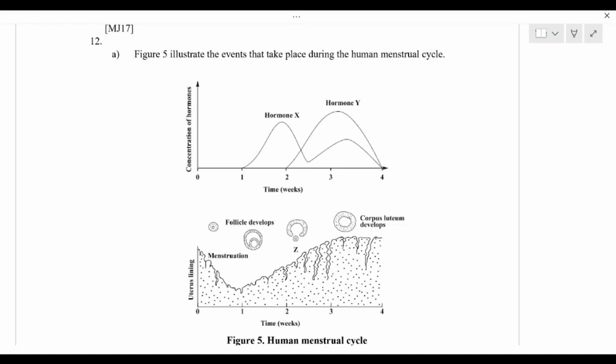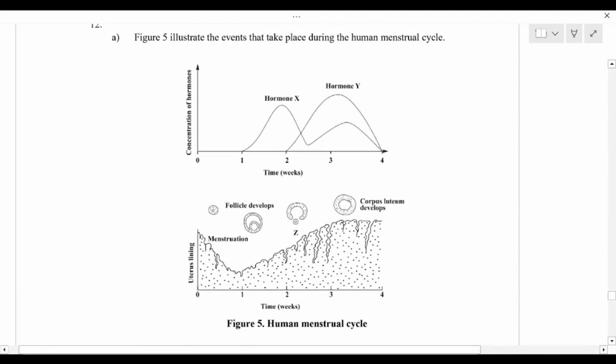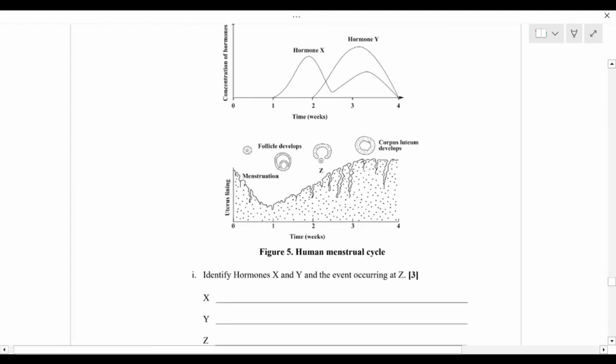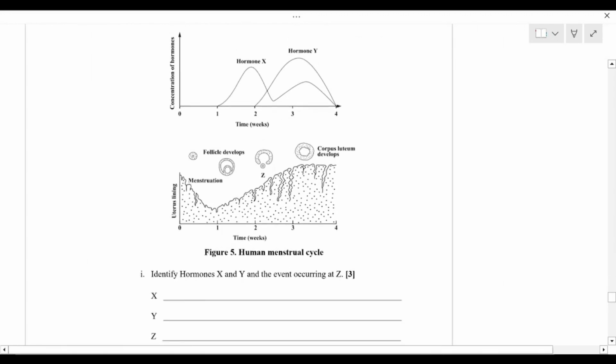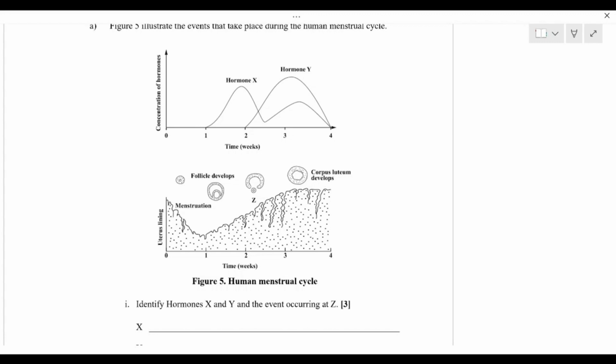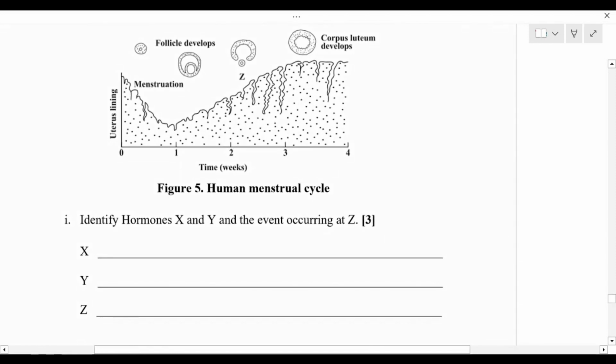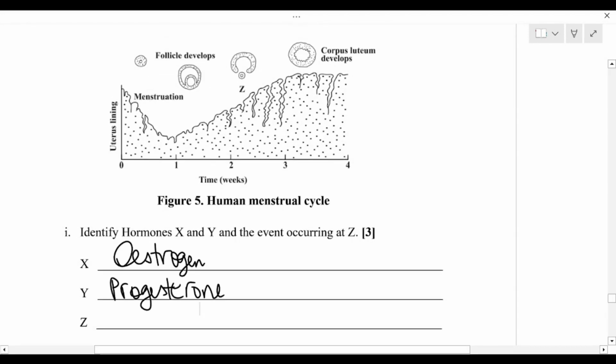From May-June 2017, Figure 5 illustrates the events that take place during the human menstrual cycle. One, identify hormones X and Y and the event occurring at Z. Now, in order to do this, you need to know what the graph of each hormone looks like during the menstrual cycle. X is estrogen and Y is progesterone. And at Z, we see ovulation occurring, where the ovum is released from the ovary.